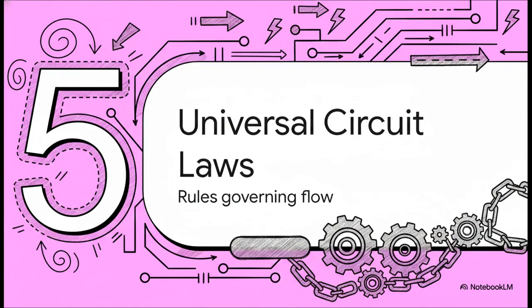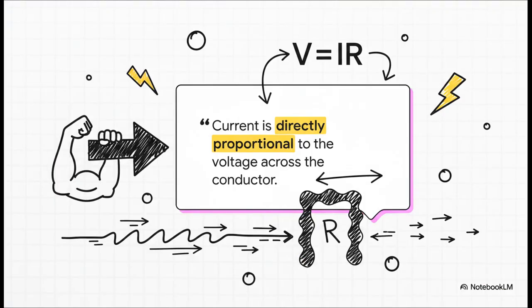Finally, Section 5, Universal Circuit Laws. These are the absolute rules governing the flow. First up is the absolute golden rule of electronics, Ohm's law. It states that the current passing through a conductor is directly proportional to the voltage across it. V equals I times R.